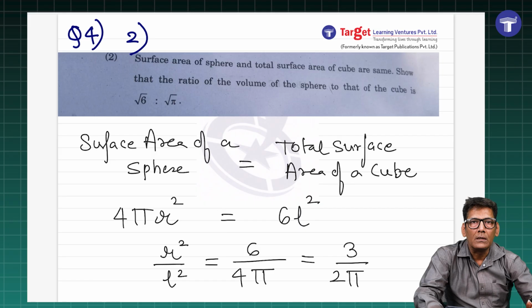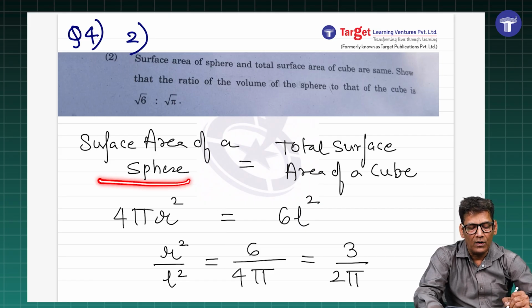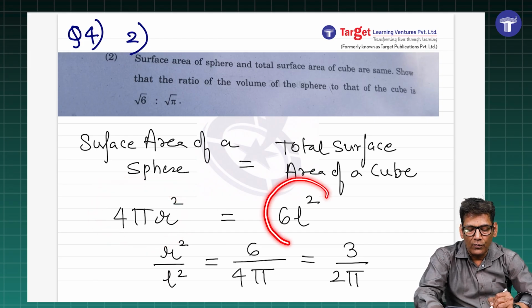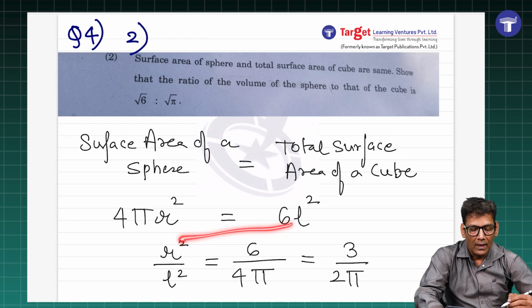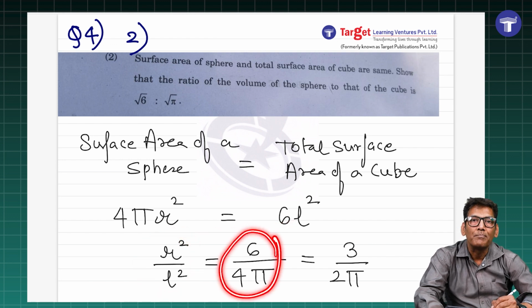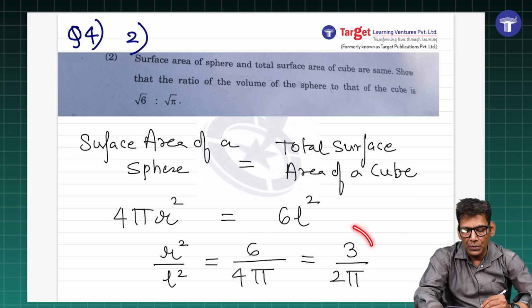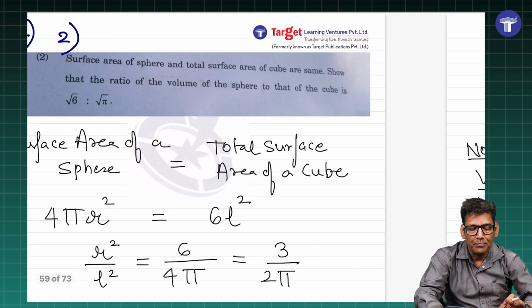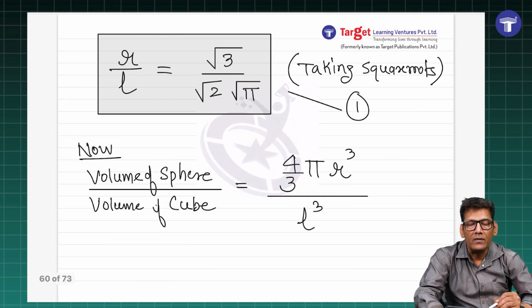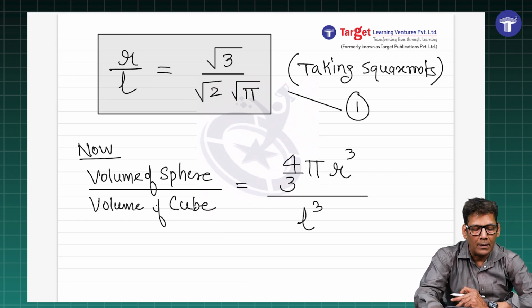Surface area of a sphere and total surface area of a cube are the same. So surface area of sphere is 4 pi r square and total surface area of cube is 6 l square. So here we cross multiply. R square upon L square is equal to 6 upon 4 pi. This gets cancelled, you get 3 upon 2 pi. So R upon L is equal to, taking square roots, root 3 upon root 2 into root pi.